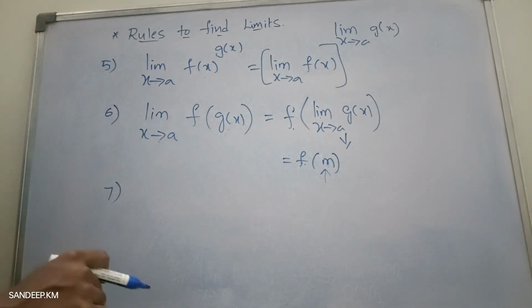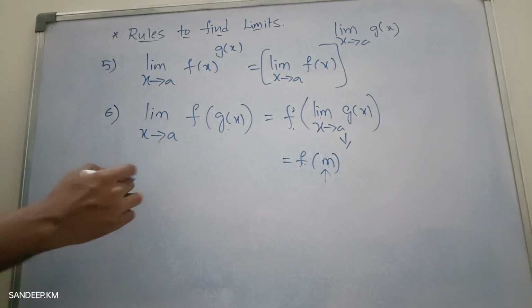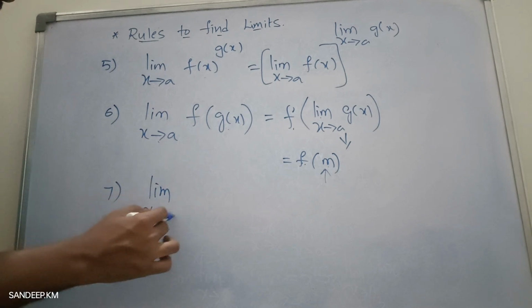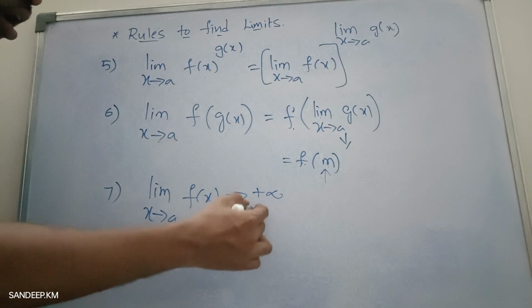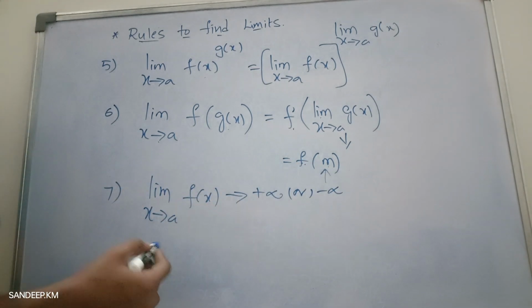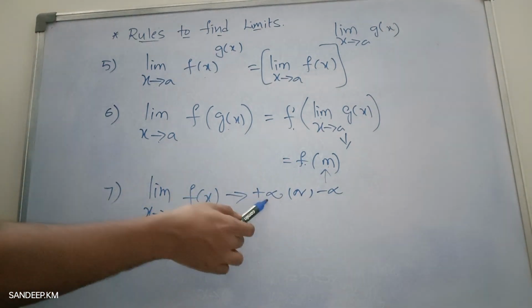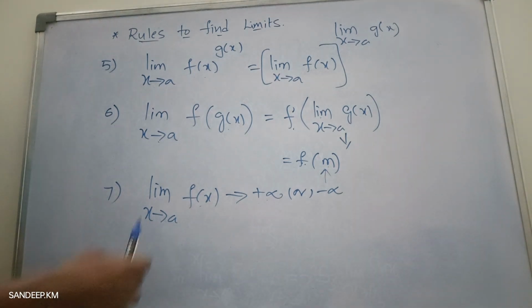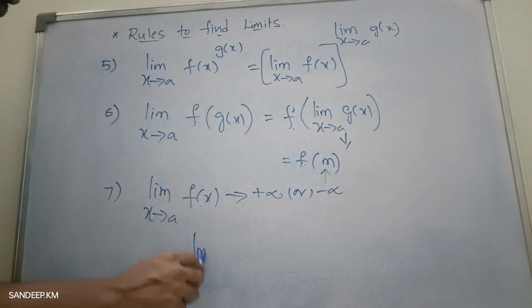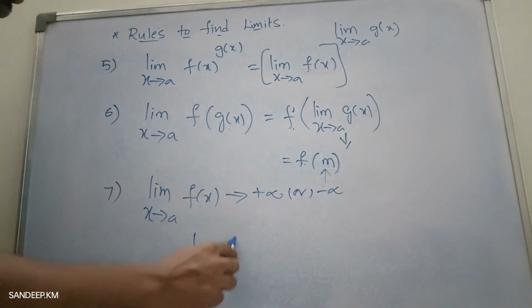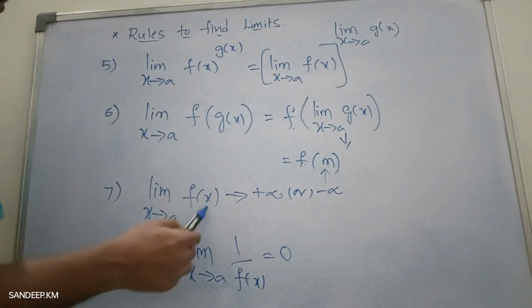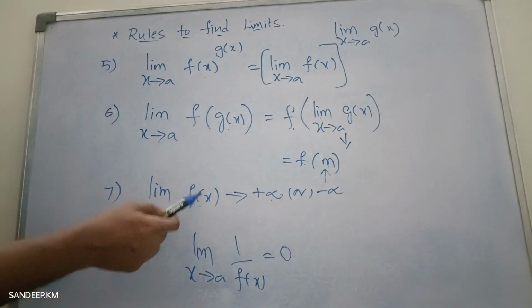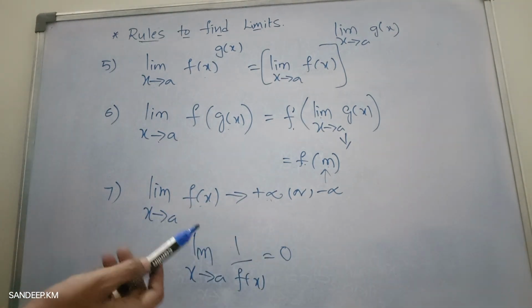Always understand one thing, dear students. Limit x approaches any number f of x. If the answer tends to plus infinity or minus infinity. What if the function approaches plus infinity or minus infinity when x approaches a? Then remember one thing, students. When x approaches a, then the reciprocal of this function approaches 0. Okay now. So when the function approaches plus infinity or minus infinity, then at same x value, its reciprocal will approach what number? 0.